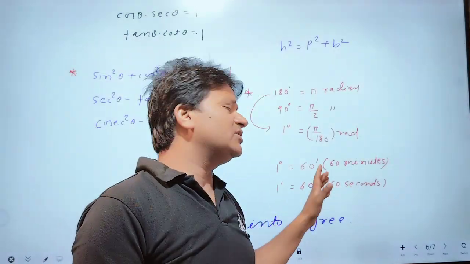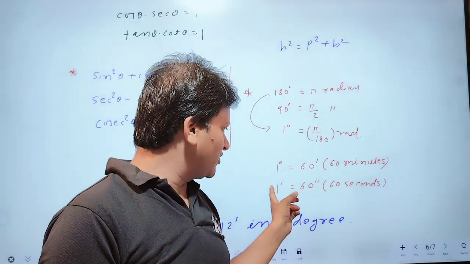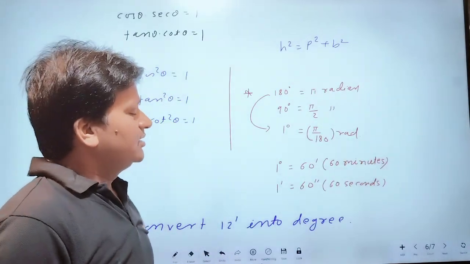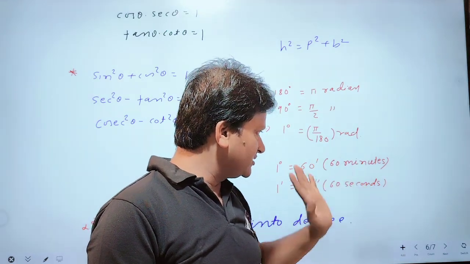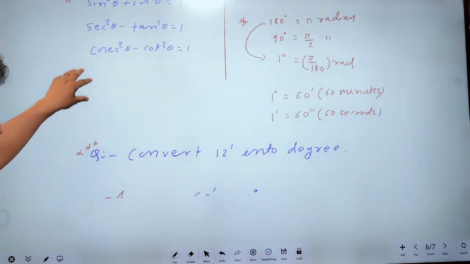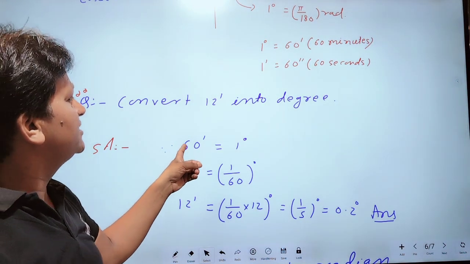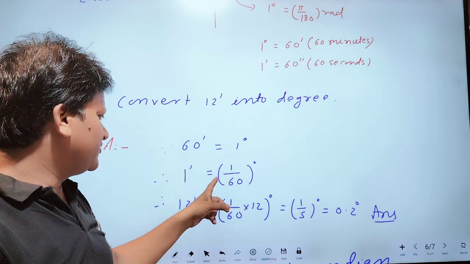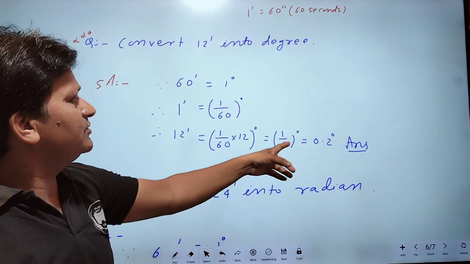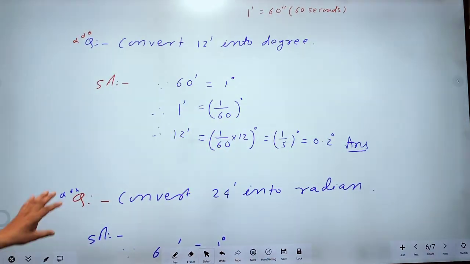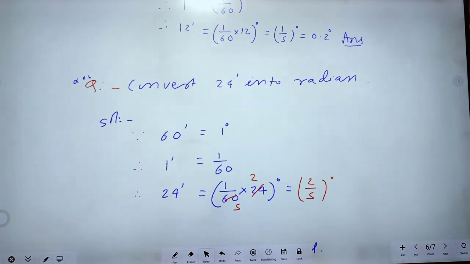1 degree is equal to 60 minutes. 1 minute is equal to 60 seconds. This symbol is known as second and this symbol is known as minute. Okay? Convert 12 minute into degree. We know that 60 minute is equal to 1 degree. Therefore, 1 minute is equal to this according to the unitary method. Therefore, 12 minute is equal to this. Okay? Now, another question is, convert 24 minute into radian.